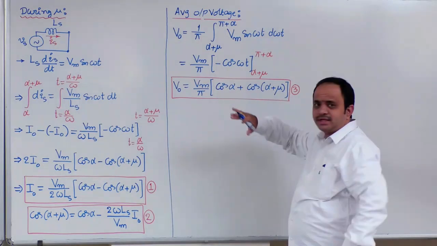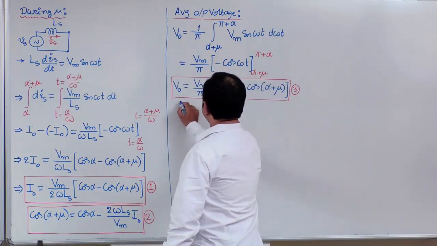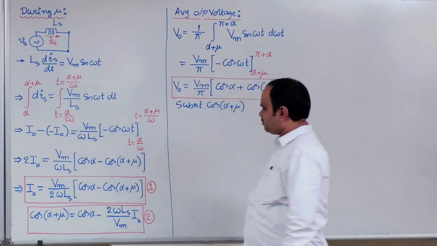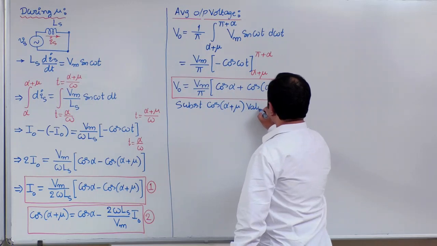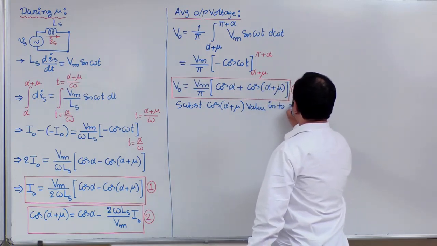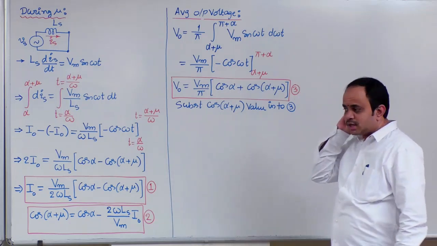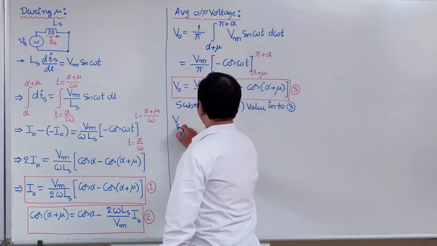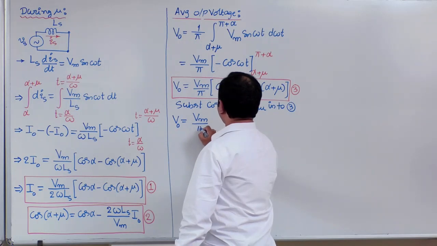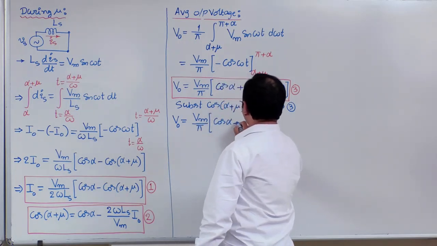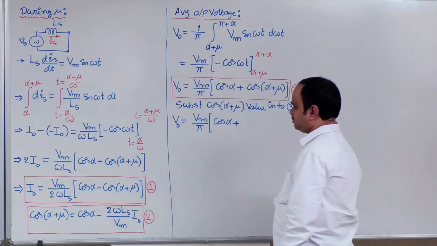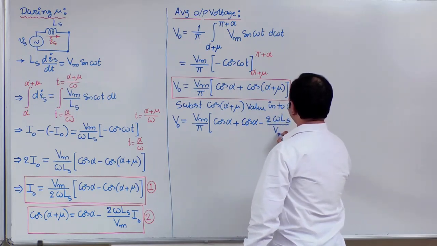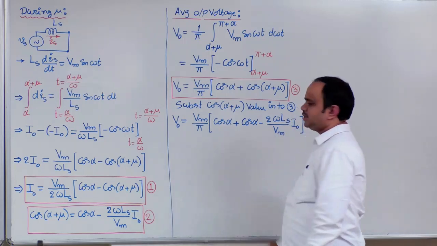Now we can express this in a different form. What is that? Substitute the cos of alpha plus mu value into equation 3. So what will we get? Cos of alpha plus mu value we can have from equation number 2. So if you substitute here, we will get V0 is equal to Vm by pi multiplied with cos alpha plus cos alpha minus 2 omega ls divided by Vm into I0.